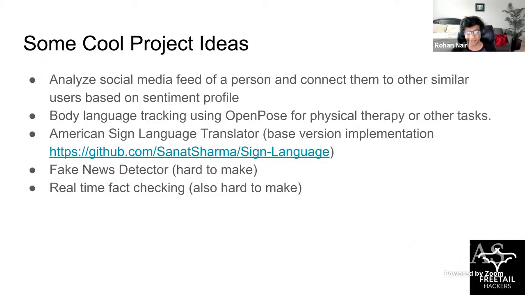There's a fake news detector, which can be hard to make, but there are a bunch of sensationalized news data sets out there that you can look into and maybe train a model on. And then, in the spirit of all the debates that have been going on recently, real-time fact checking, which is also a very hard thing to make, looking at a claim and analyzing whether or not the claim that is made is actually real.